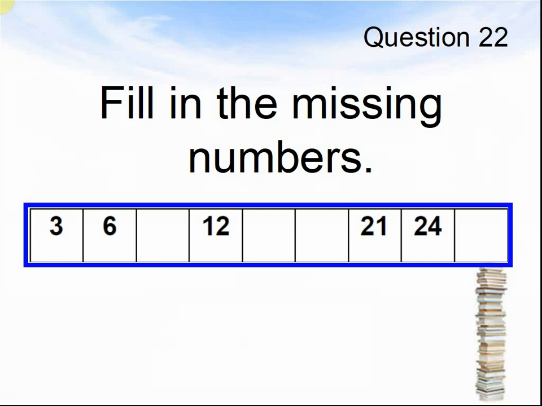Question 22. Fill in the missing numbers. 3, 6, something, 12, something, something, 21, 24, something. Pause the video until you're ready for the next question. Here comes the next question.